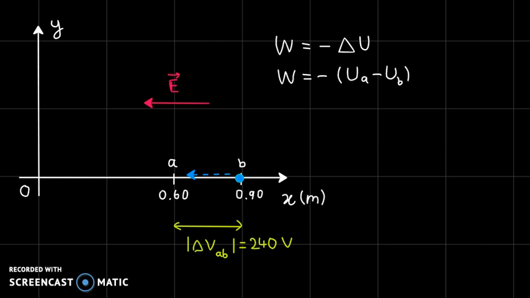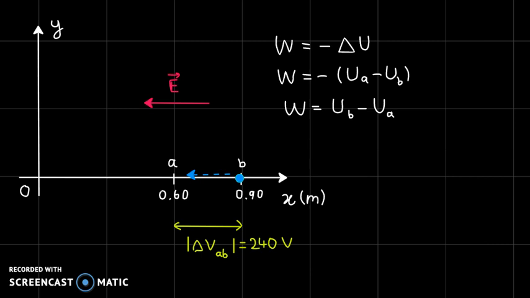And I also have this overall negative sign coming from the formula, so I'm going to switch the order to get rid of that negative. So work done by the field on the particle is equal to the particle's potential energy at point B minus the particle's potential energy at point A.